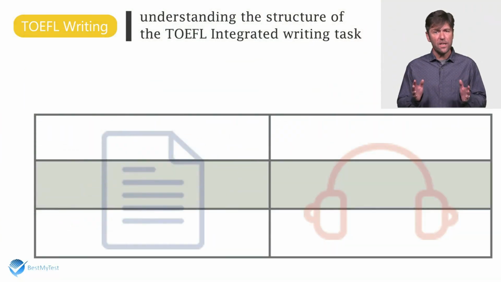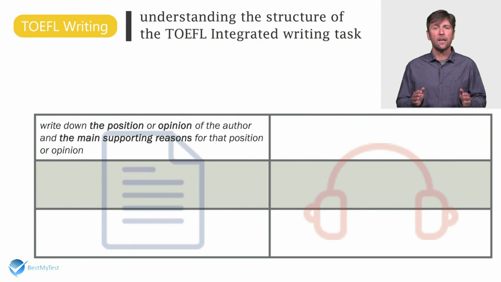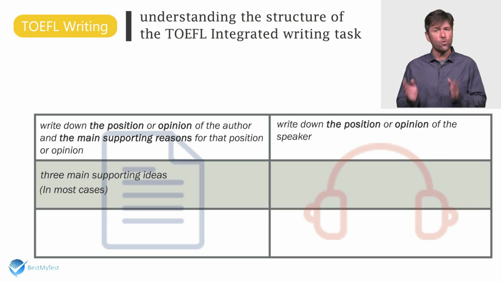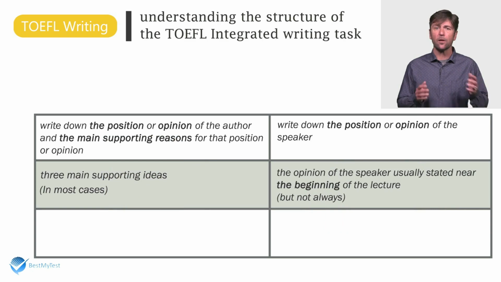When taking notes for the reading passage, make sure to write down the position or opinion of the author and the main supporting reasons for that position or opinion. In most cases, there will be 3 main supporting ideas. Now, for the lecture, it's the same basic idea as the reading passage. You're going to write down the position or opinion of the speaker, which is usually stated near the beginning of the lecture, but not always.